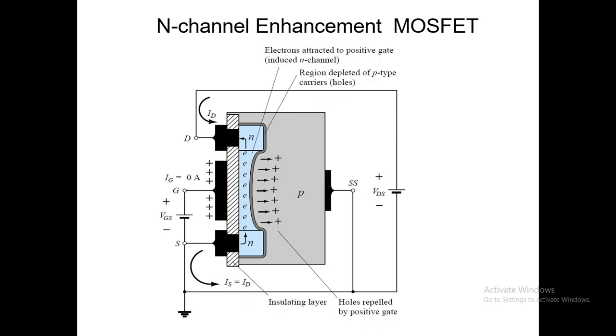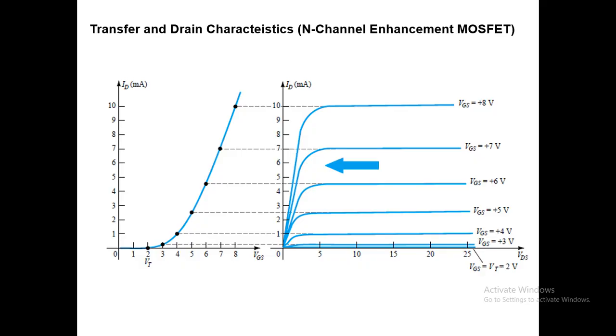And this also indicates the operation of the N channel enhancement MOSFET. Here the gate source voltage is applied and positive charges are accumulated, and here more electrons are accumulated to create the N channel, and it will also repel the holes. More positive charges are repelled from this layer, and here more electrons, that is negative charges, are accumulated to create the induced channel.